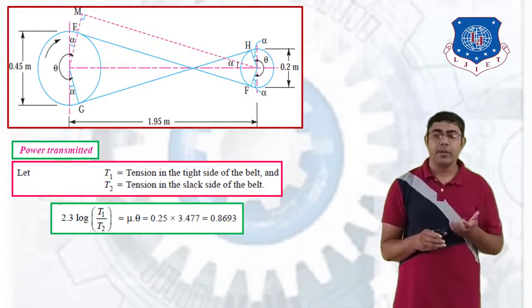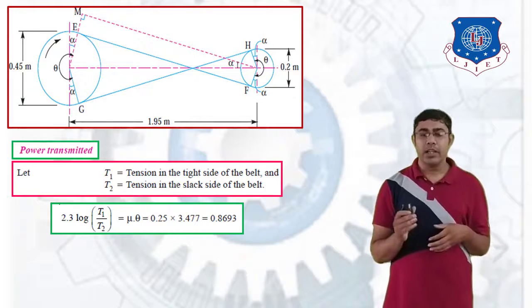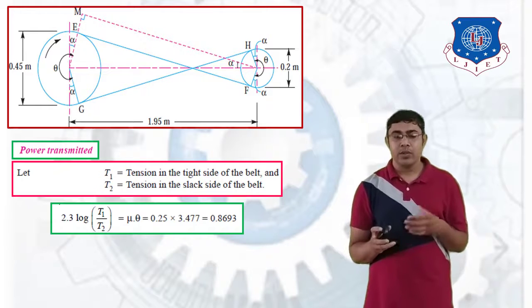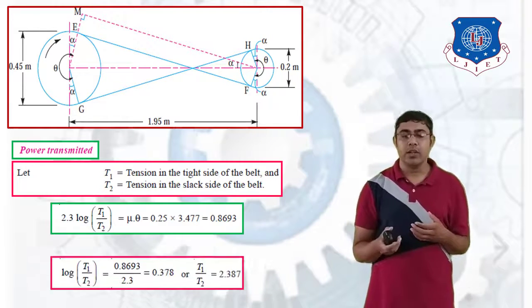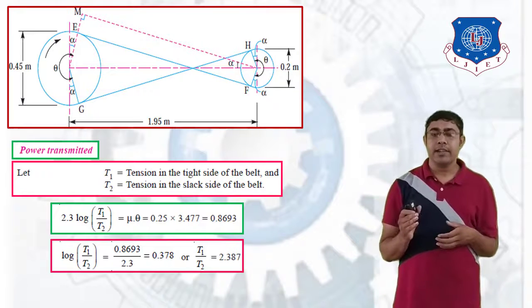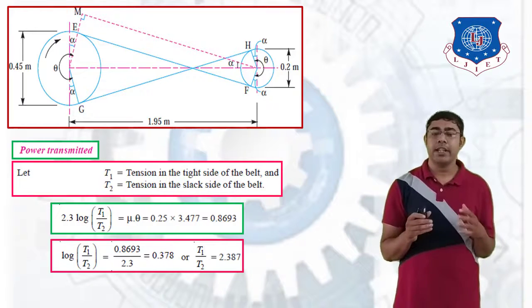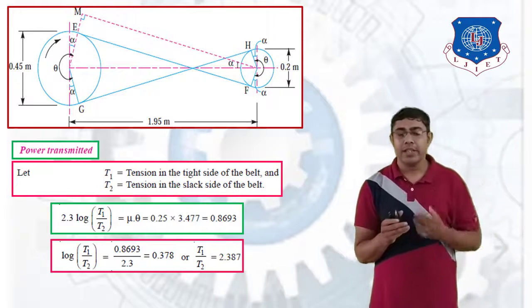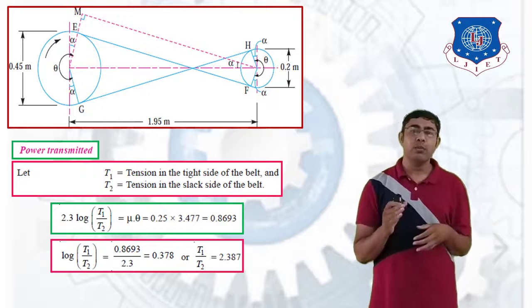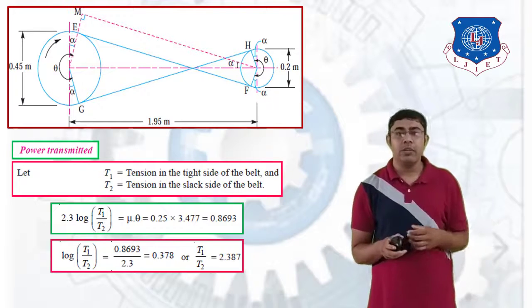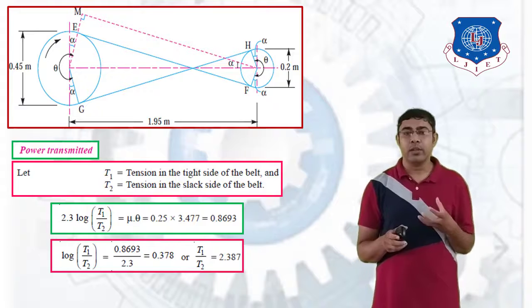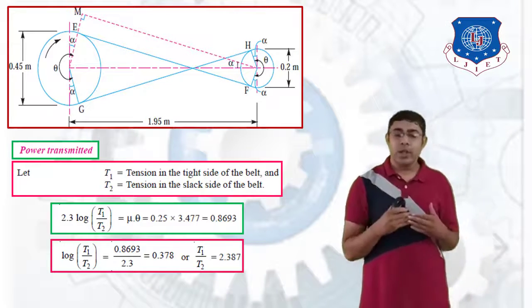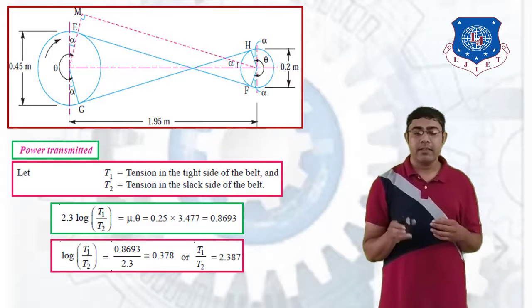So if we place both values, we get 2.3 log T1 by T2 is equal to 0.8693. So log T1 by T2 is equal to 0.378, and if we take the antilog of this value, that is antilog of 0.378, we get T1 by T2 is equal to 2.387. Now our aim is what? Our aim is to calculate T1 and T2. So now we have the ratio of T1 and T2, that is 2.387.